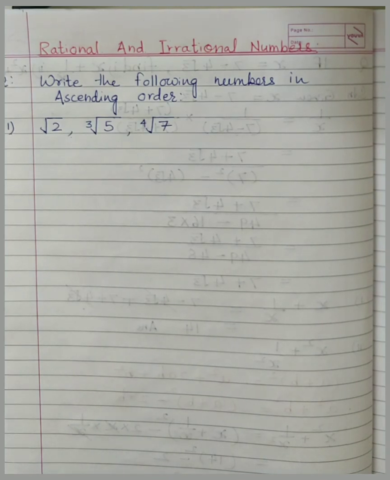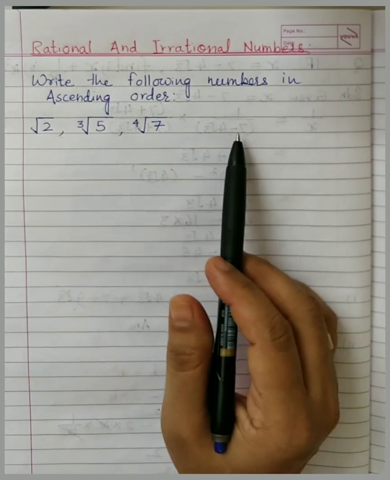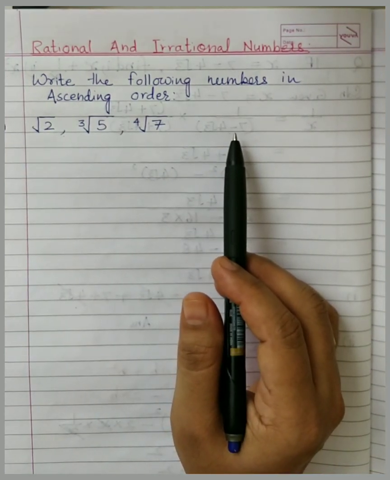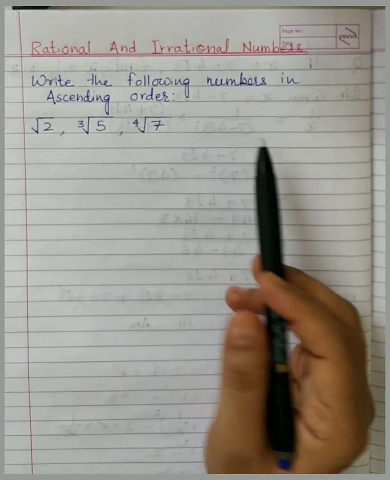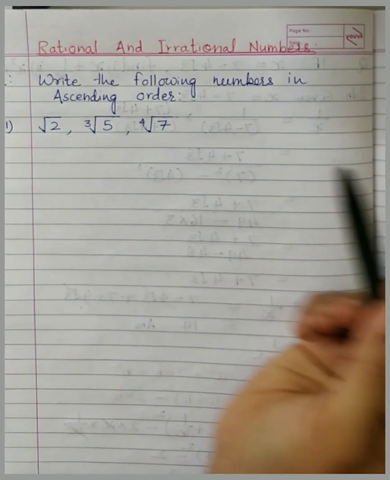Hello children, rational and irrational numbers. In today's class, we shall see how to arrange the surds or irrational numbers in ascending order. Once you know ascending order, obviously you can work out the descending order, right?